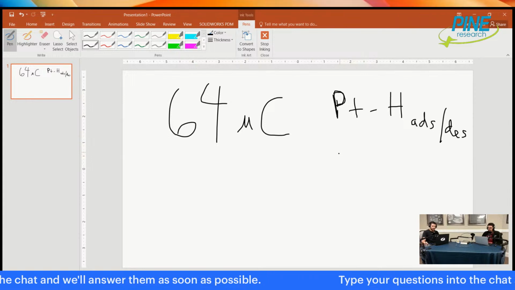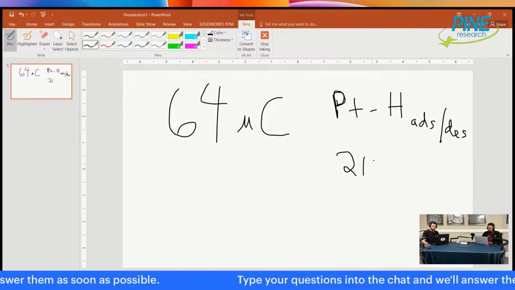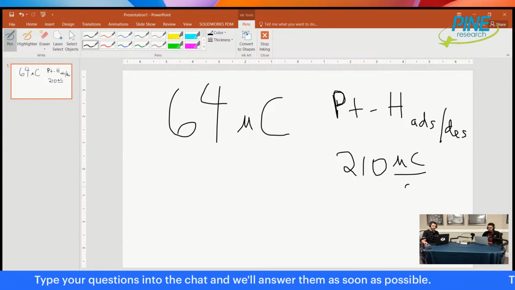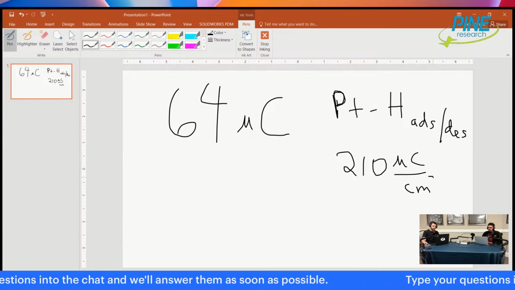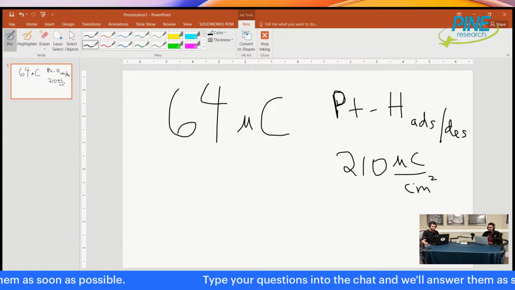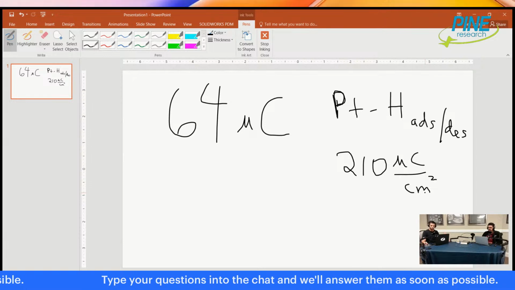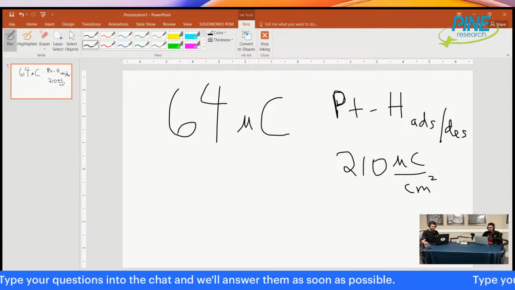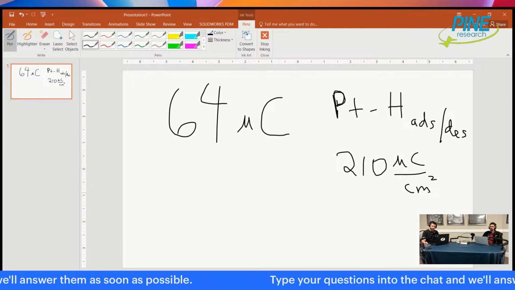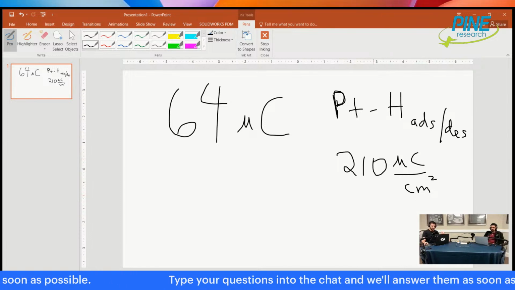This has a theoretical value of 210 microcoulombs per centimeter squared. Again, if there are follow-up questions, I won't do it now for interest of time. We can monitor the chat. I'll show you where this comes from. I believe I have the papers saved on my computer where these come from, and I can explain where they come from and why. For now, you'll just have to believe me that this is the number.